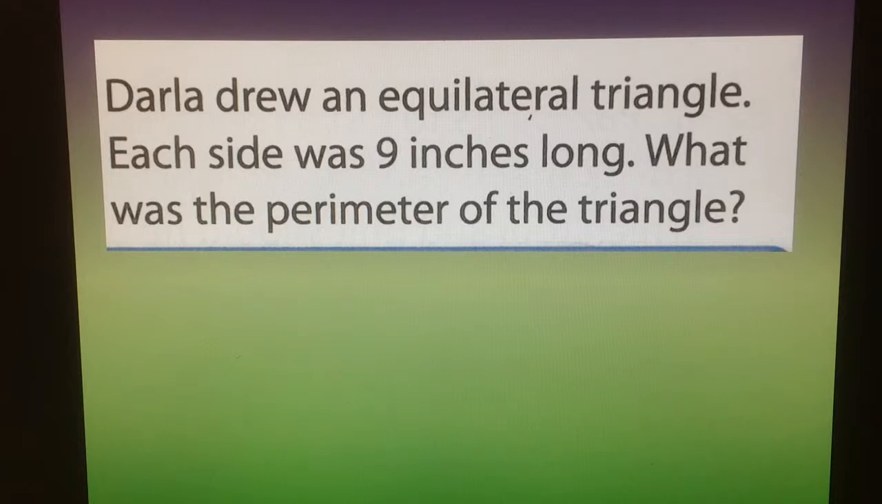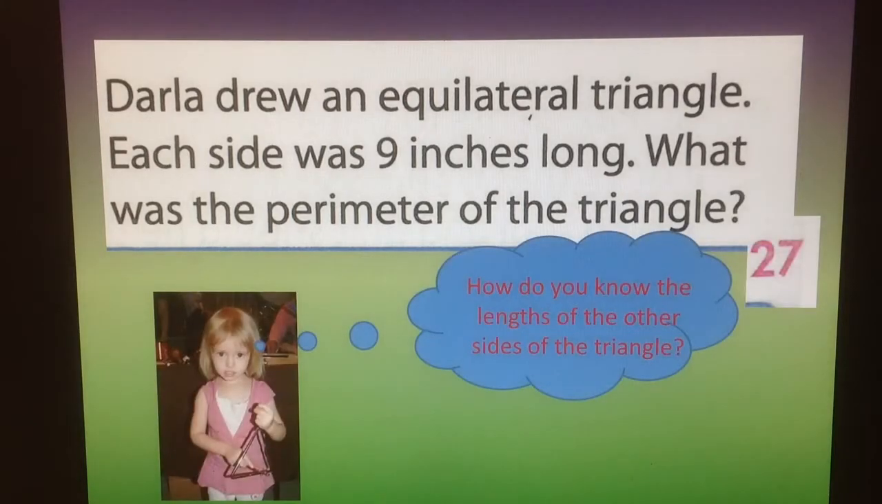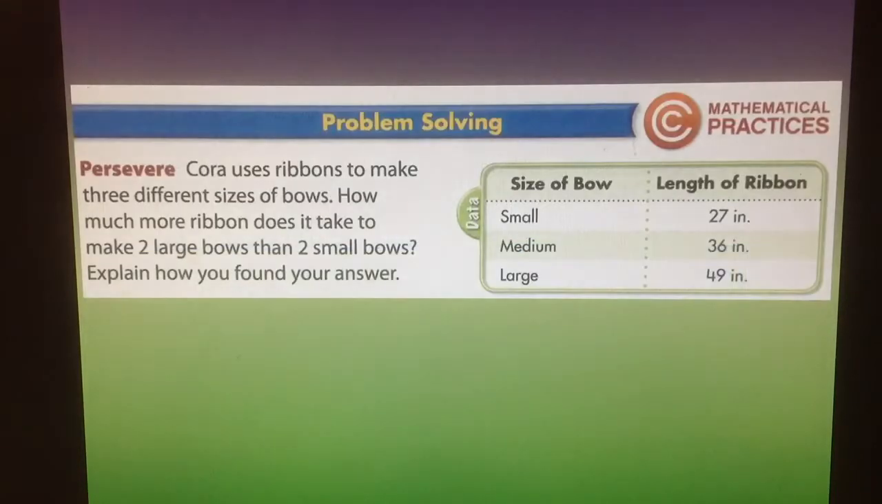Darla drew an equilateral triangle. Each side was 9 inches long. What was the perimeter of the triangle? 9 plus 9 plus 9, 27. How do we know the lengths of the other sides of the triangle? Well, if it's equilateral, all 3 sides are the same length.